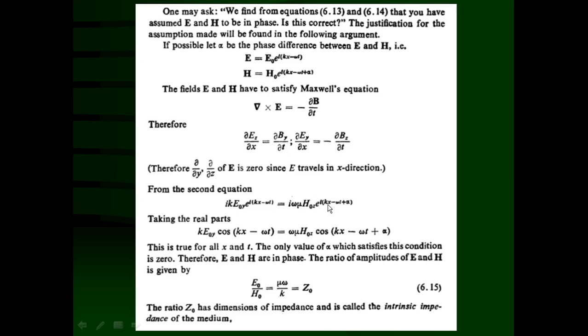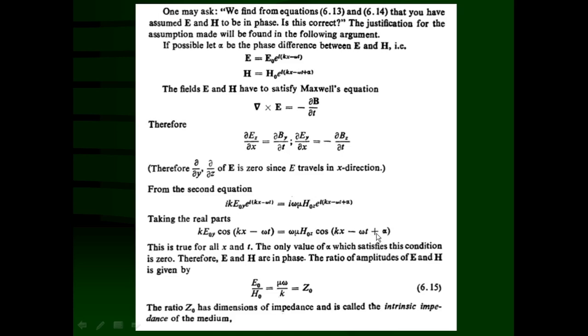Now, taking the real part of this complex quantity, you know that a complex quantity z is equal to z0 e raised to i theta. That means it equals cos theta plus i sin theta. Cos theta is the real part and i sin theta will be the imaginary part. So we'll take the cosine functions only here. So i is going to cancel out on both sides. So k times E0y cos(kx minus omega t) is equal to mu omega H0z cos(kx minus omega t plus alpha).